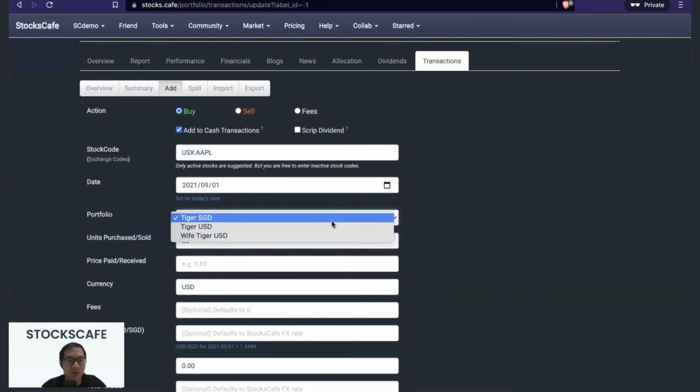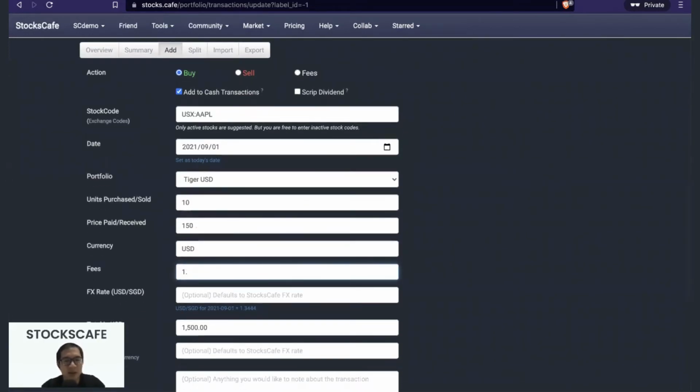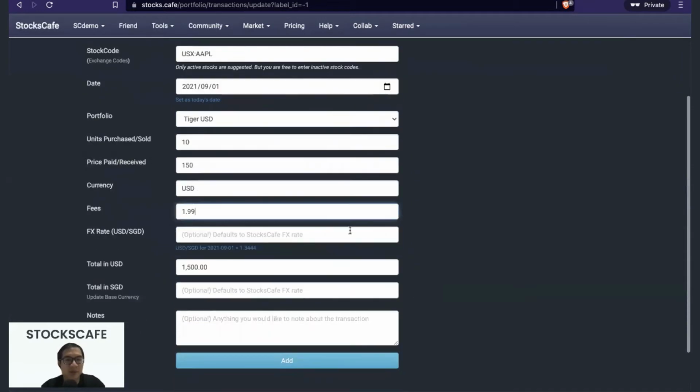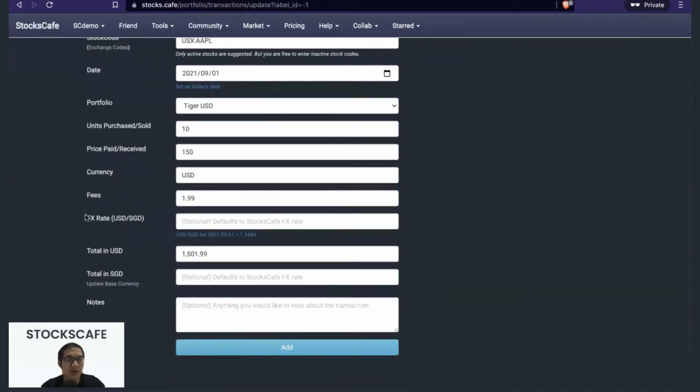I use my Tiger USD account to buy it. I purchase, let's say, 10 shares, and I think the price should be 150 or so. And I pay a commission of 1.99, let's say. You can also choose the Forex rate that you use to convert this USD to your SGD. Remember, this SGD is what we chose just now in the settings, and it's optional. So the total in USD will be 1,500 plus the fees.